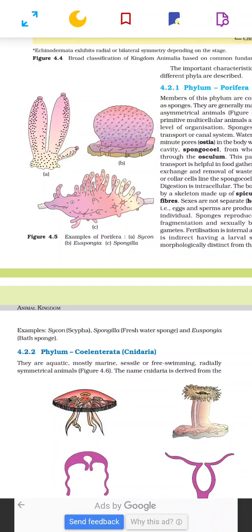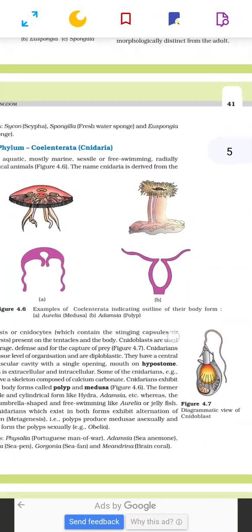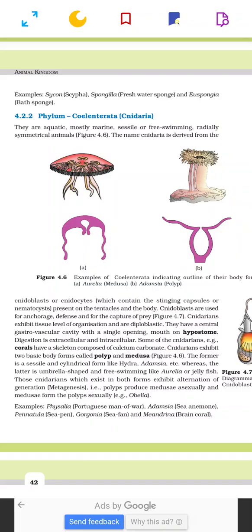Phylum Coelenterata, Cnidaria. They are aquatic, mostly marine, sessile or free-swimming, radially symmetrical animals. The name Cnidaria is derived from cnidoblast or cnidocyte, which contain the stinging capsule or nematocyst present on the tentacles and the body. Cnidoblasts are used for anchorage, defense and for the capture of prey. Cnidarians exhibit tissue level of organization and are diploblastic.